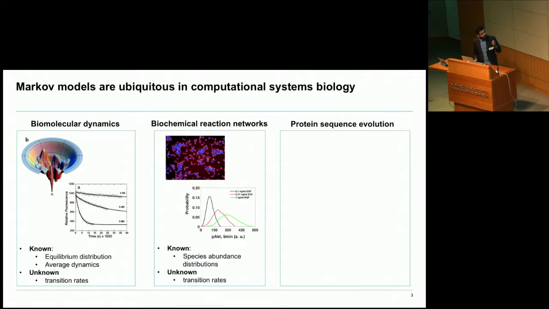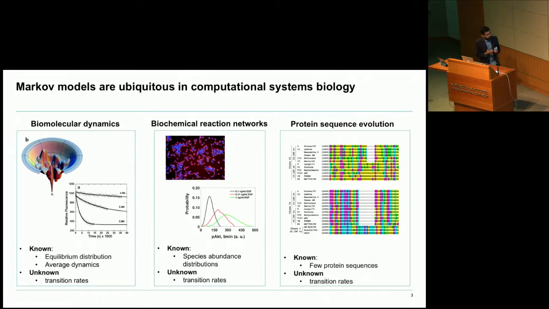And similar is true across different examples where in biochemical reaction networks you would estimate the distribution over different proteins, but you wouldn't know sort of the dynamics, what's happening inside individual cells. And same is the case for protein sequence evolution, where what you know is a whole bunch of sequences and you want to build like an evolutionary dynamics model on that.